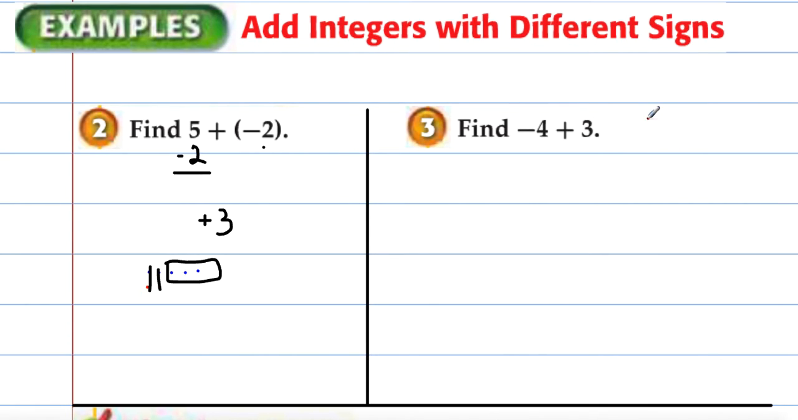So I see -4. Maybe I owe someone $4, and I give them 3. What is my remaining balance? Those 3 are going to cancel out, and I'm left with -1, which makes sense because 4 has a larger absolute value than 3, so I'm going to keep the sign of that larger absolute value. 4 is 1 more than 3, so value of -1.